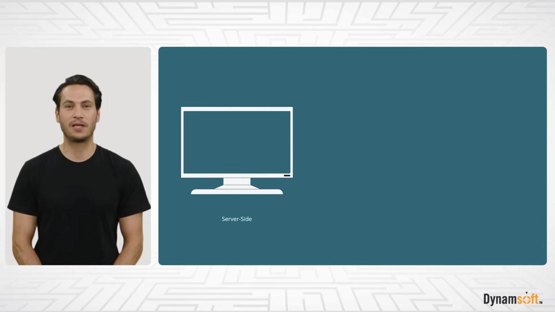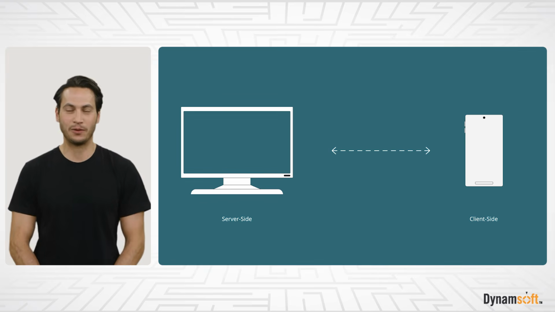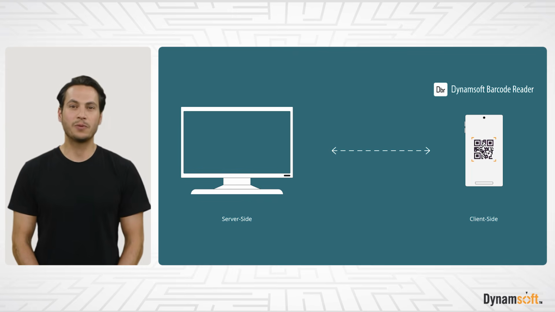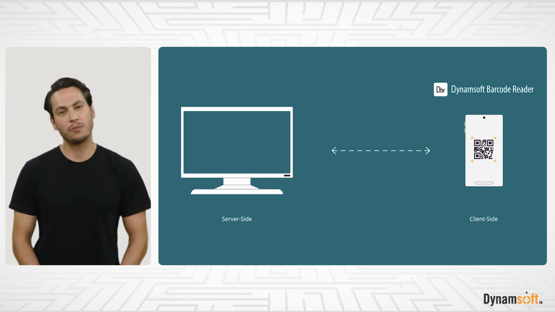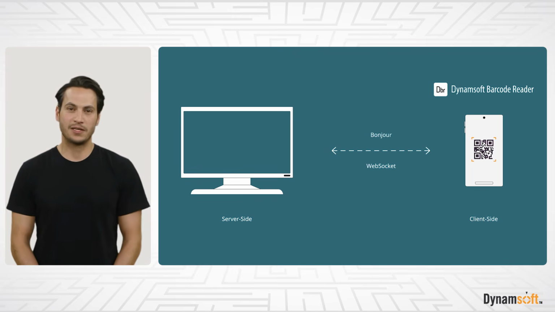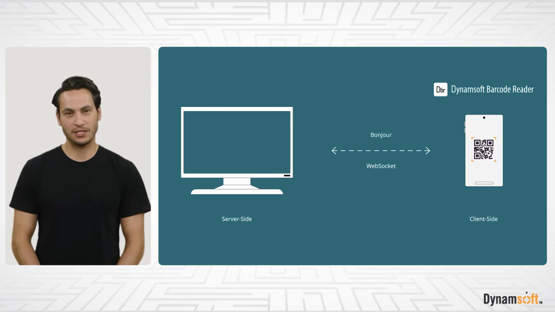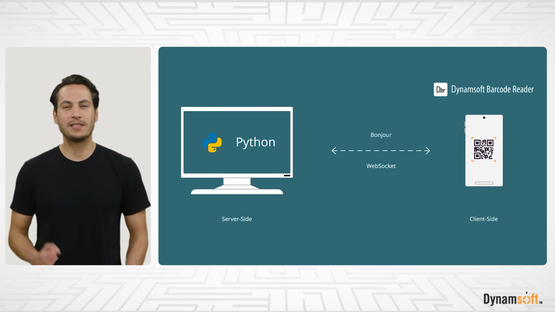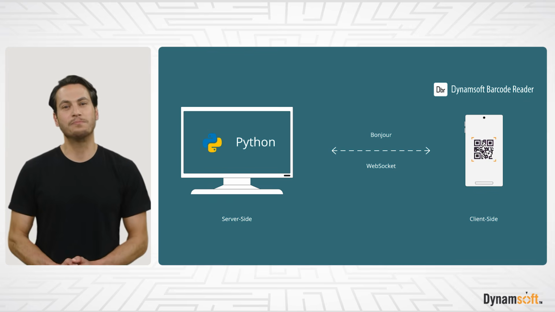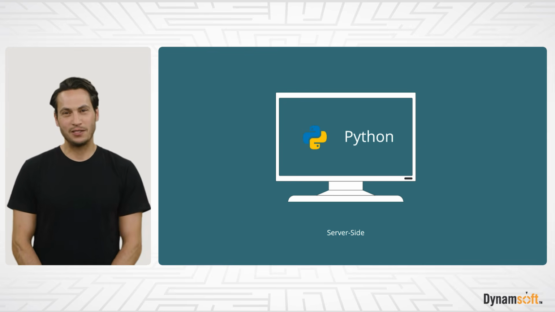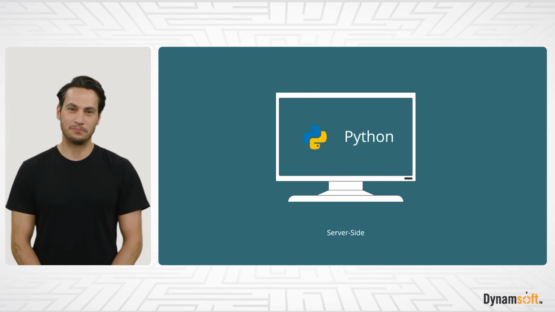It employs a client-server architecture where the computer acts as the server that receives barcode results from a mobile client. We use Flutter to implement the cross-platform UI of the mobile native app, Dynamsoft Barcode Reader Mobile SDK for barcode recognition, Bonjour for network discovery, WebSocket for communication, and Python for network services and keyboard simulation. Let's start by implementing the server side of the solution.